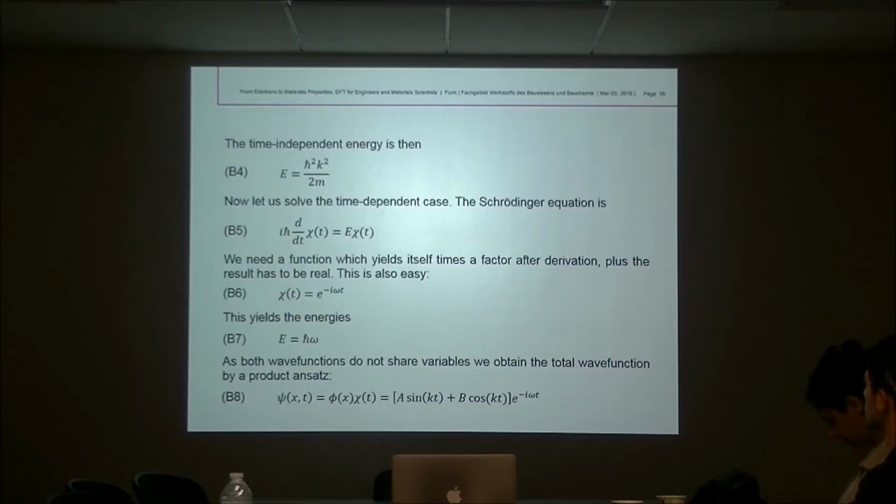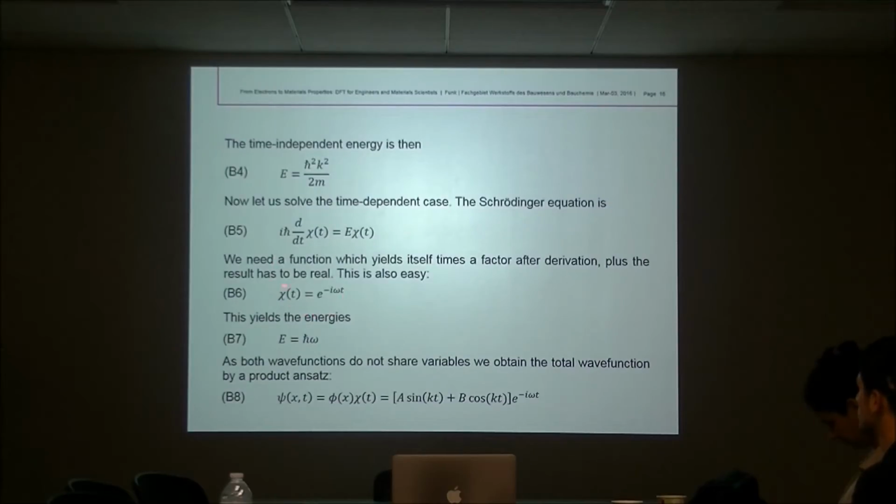So next, the time-dependent case. This is our operator. We have chi of t, a function which yields itself times a factor after derivation, plus the second constraint, because we have a complex operator here. It must be real if we can observe it. To be an observable, it has to be a real number.